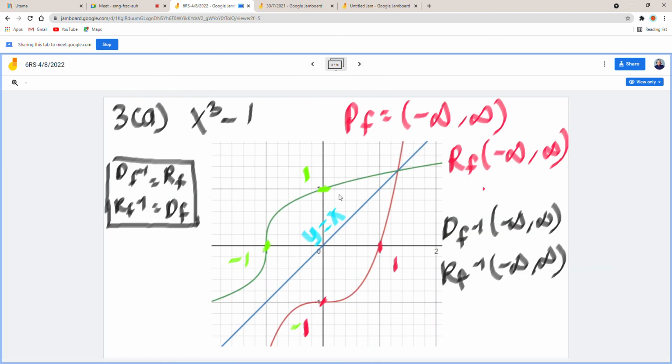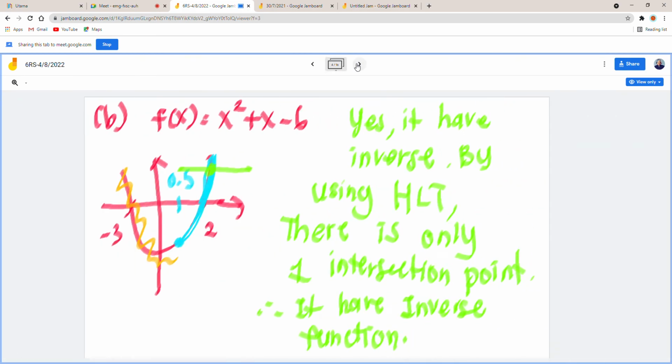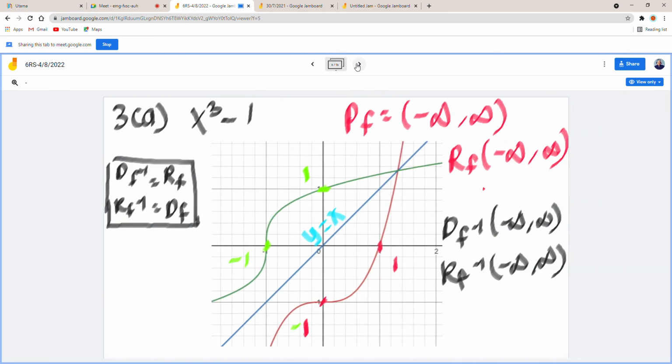Okay, now we have to draw the graph. This one is kind of complicated if you just sketch. And then there's another tip for this one. For question 3, I think they asked to find the... You all have the notes, right? Yes. Okay, for question 3, they asked to sketch the inverse function.